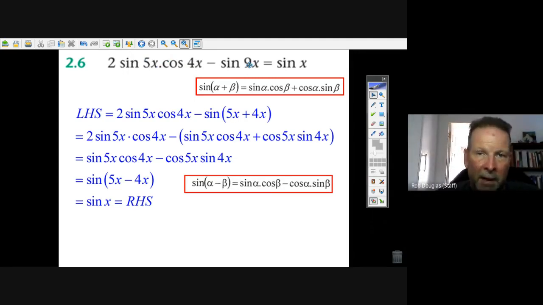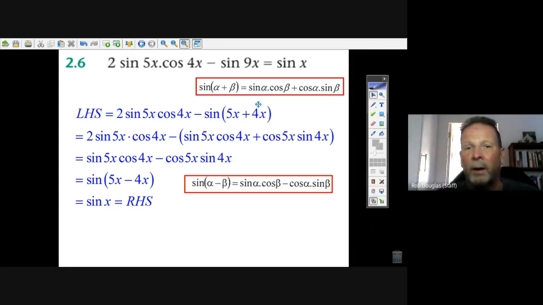And then I looked at this 9x and I thought, ooh, 9x. 9x is really 5x plus 4x. So that's the thing I tried. I turned the sine of 9x into the sine of 5x plus 4x. And I wasn't even sure what was going to happen. But then I thought, okay, the sine of 2 angles added together, well, it's equal to the sine of the first angle times the cosine of the second angle, plus the cosine of the first times the sine of the second.